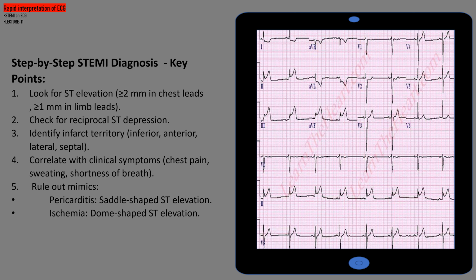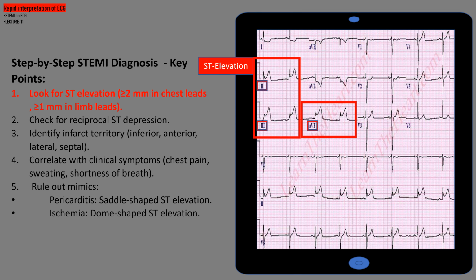The final diagnosis and systematic ECG interpretation. Now, let's tie everything together in a step-by-step approach to diagnosing a STEMI on ECG. Step 1. Look at the ST segment. Is it elevated? By how much? In which leads? Remember, in chest leads V1 to V6, ST elevation must be at least 2 mm, and in limb leads 1, 2, 3, AVR, AVL, and AVF, it must be at least 1 mm. The changes must appear in at least 2 contiguous leads.